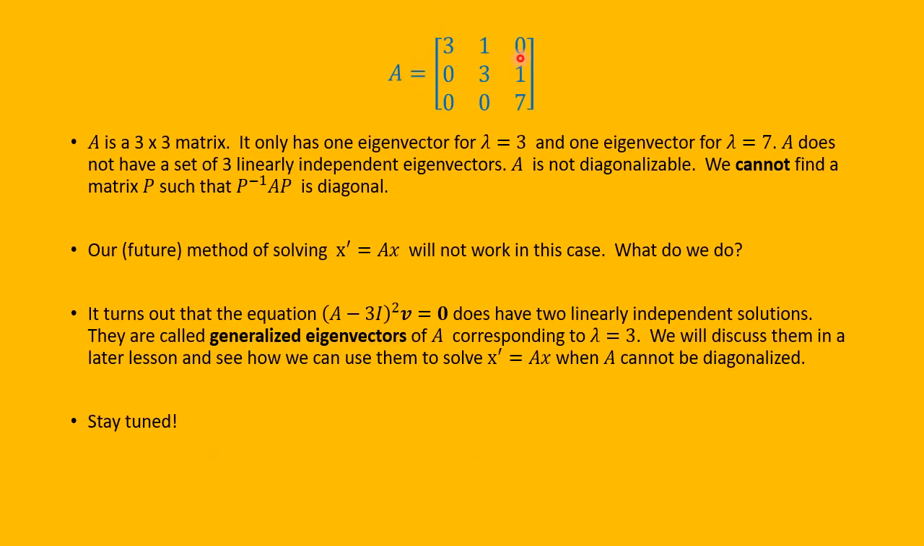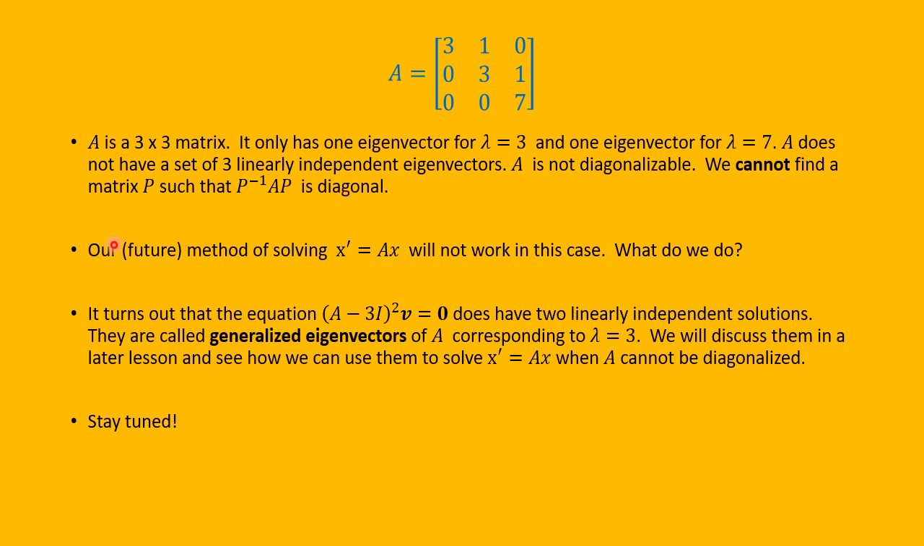We're still looking at A equals this matrix. We see that it's a 3 by 3 matrix, has 3 rows and 3 columns, but it only had one eigenvector for the eigenvalue lambda equals 3 and one eigenvector for lambda equals 7. So A does not have a set of 3 linearly independent eigenvectors. The biggest set of linearly independent eigenvectors you can have is 2. That tells us that A is not diagonalizable. We cannot find a matrix P such that P inverse A P is a diagonal matrix.